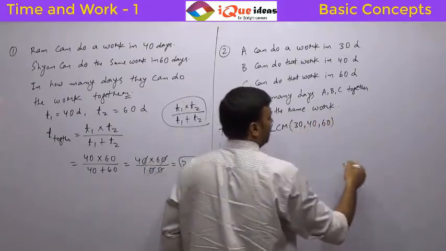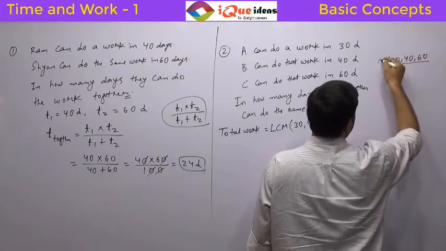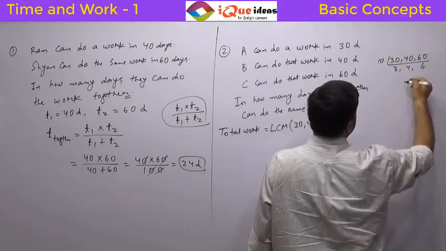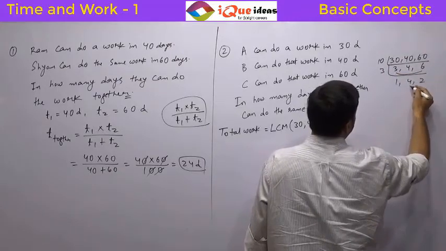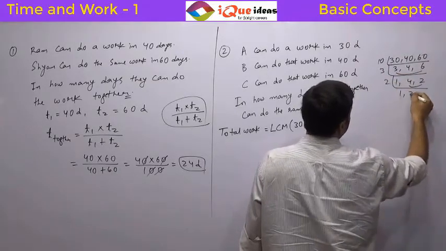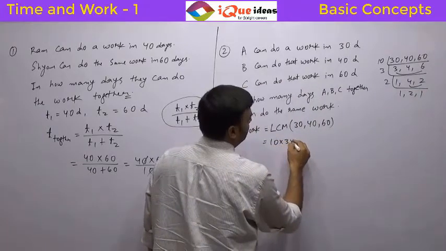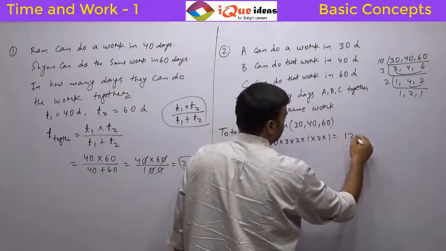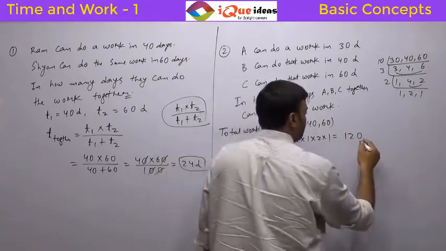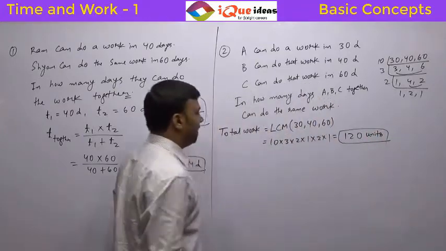Now what is the LCM of 30, 40 and 60? Calculate it. So 30, 40 and 60. Let's take 10 common. So we get 3, 4 and 6. Now from 3 and 6 take 3 common. So 1, 4 and 2. From 4 and 2 take 2 common. So 1, 2, 1. So the LCM will be equal to 10 into 3 into 2 into 1 into 2 into 1, which is equal to 120. Let's use the word units itself. So the total work is 120 units.